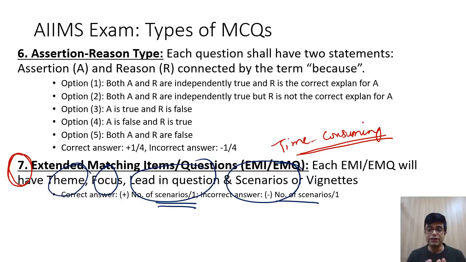Theme would be fever with rash. Focus, you will have a child presenting with fever with rash. What will be the lead in question? They will say a 3-year-old child presented with fever and maculopapular erythematous rash starting on the body and spreading elsewhere. And the scenario. Now there will be 2 or 3 scenarios. First scenario, the statement above, this will be there. Then there will be options, 6, 7 options they will give. All the options will be fever with rash: measles, mumps, rubella, Kawasaki disease, Henoch-Schönlein purpura, drug rash. There will be 5 or 6 options.